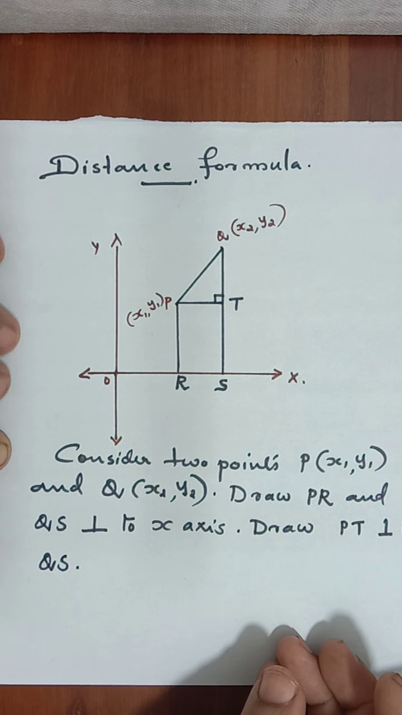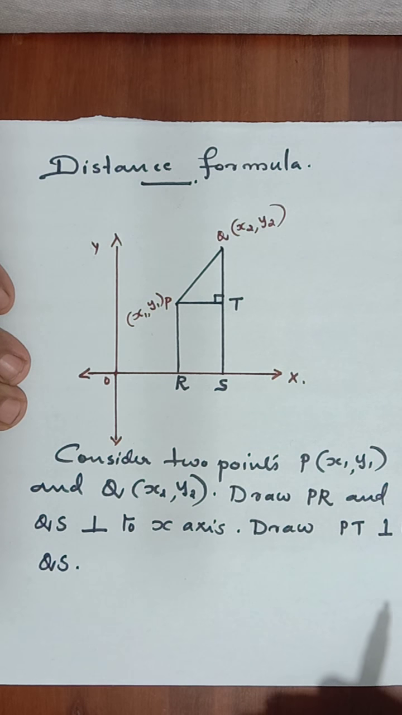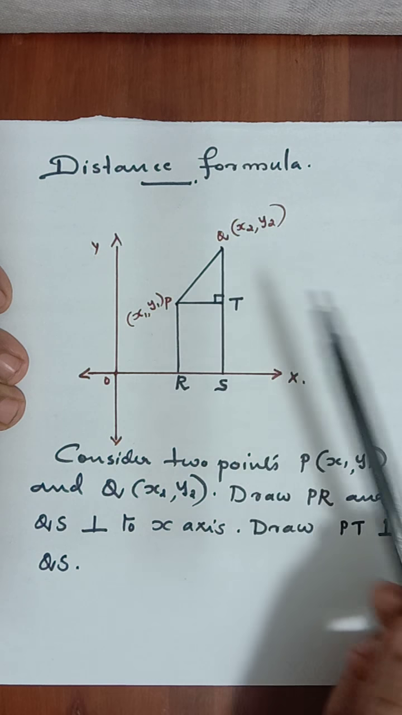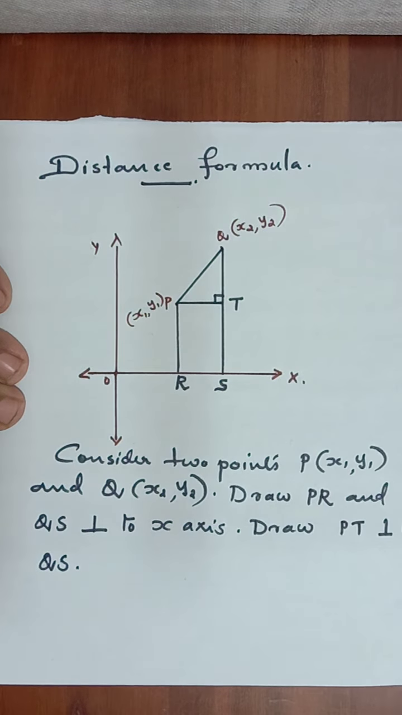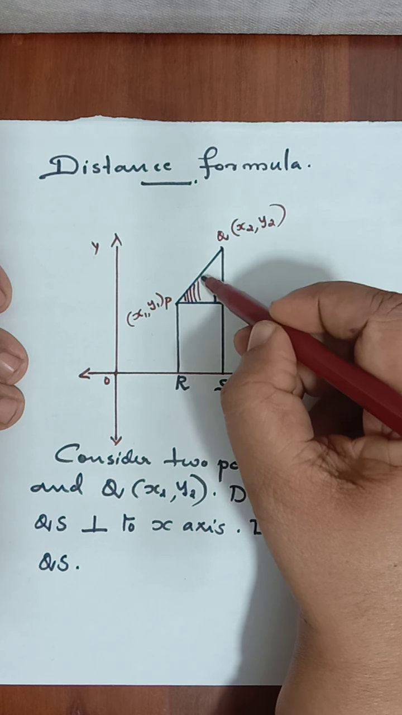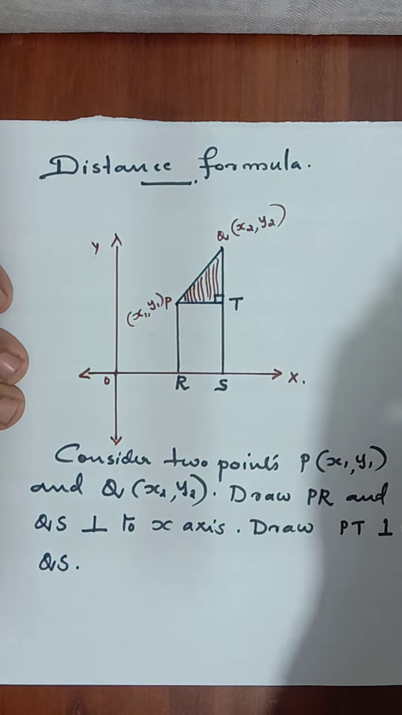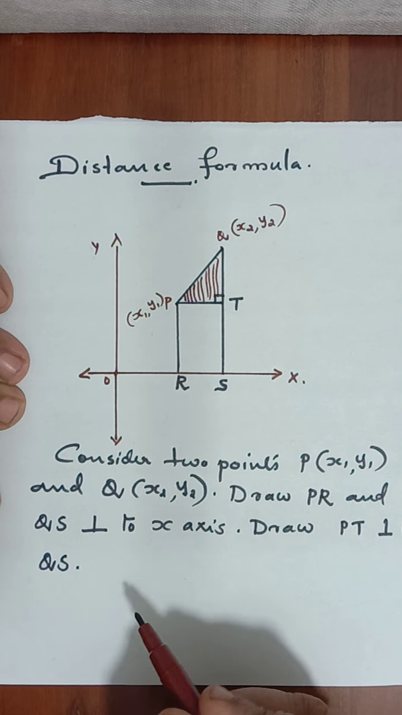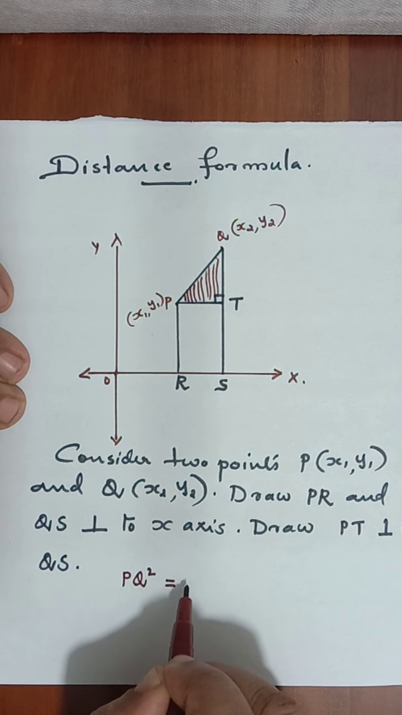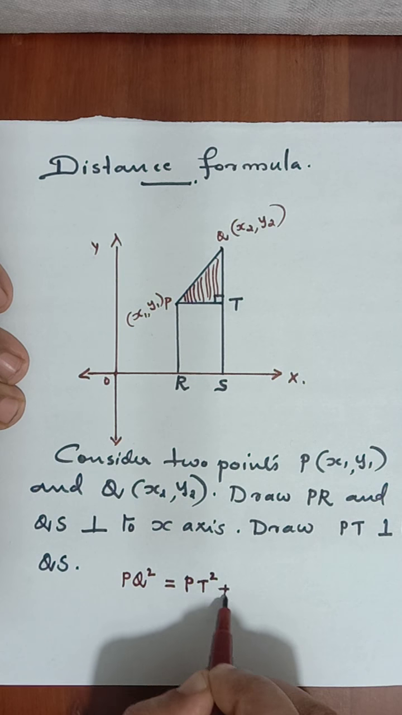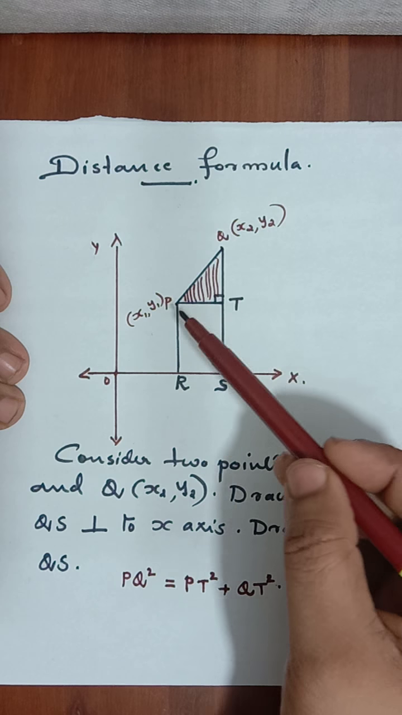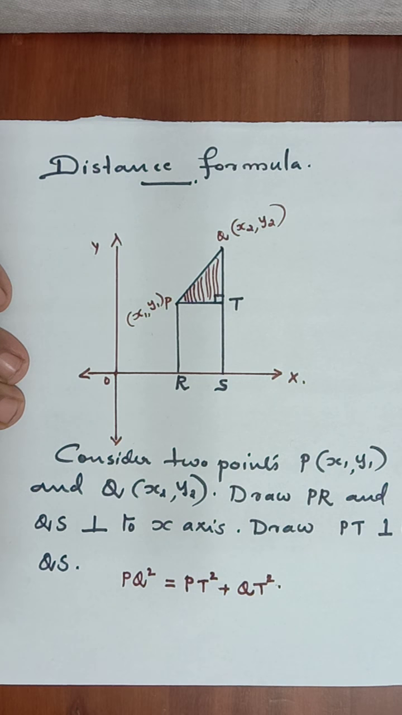So we know the Pythagoras theorem. Here also we are going to use the Pythagoras theorem in order to find this hypotenuse PQ. Look at this right triangle PQT. How to find PQ? That is our question. In the Pythagoras theorem we know that PQ square is equal to PT square plus QT square. Hypotenuse square is equal to the sum of the squares of the other two sides.